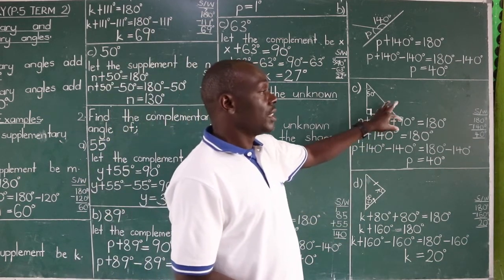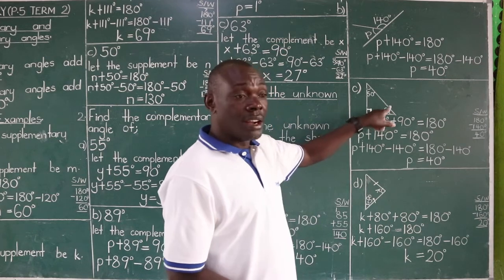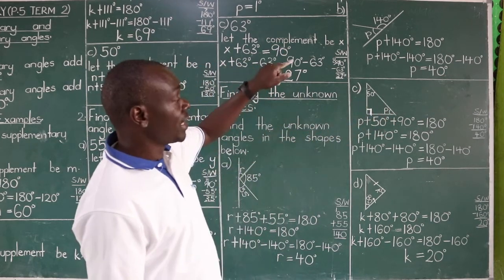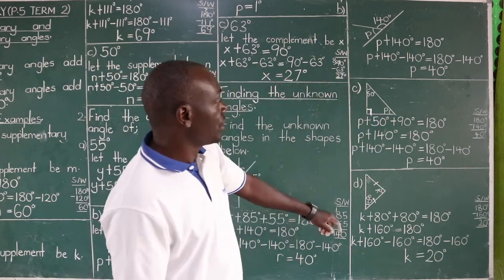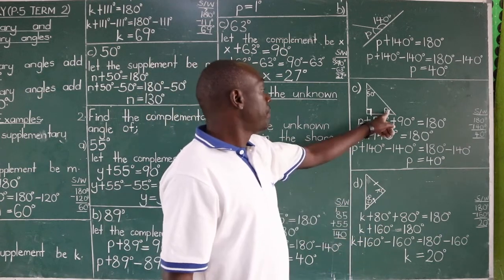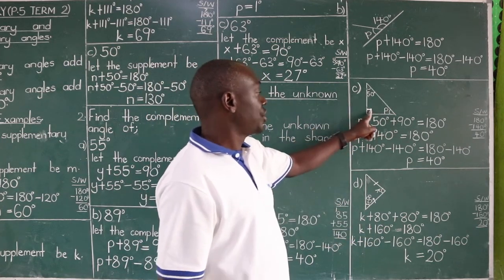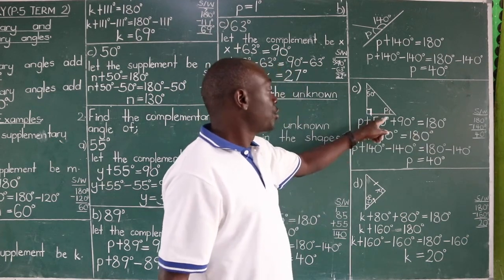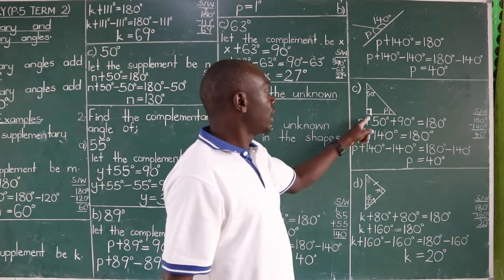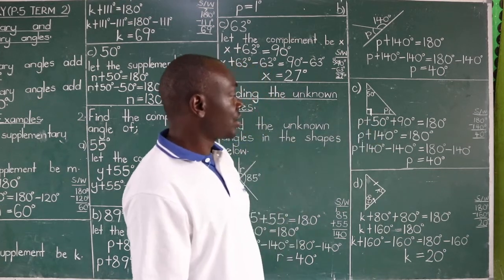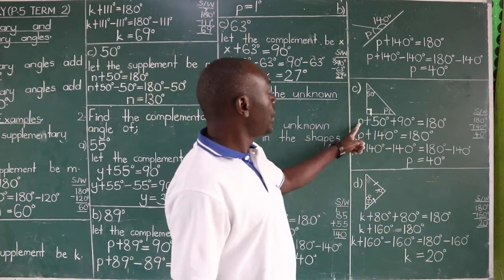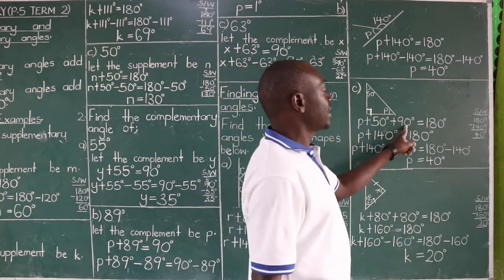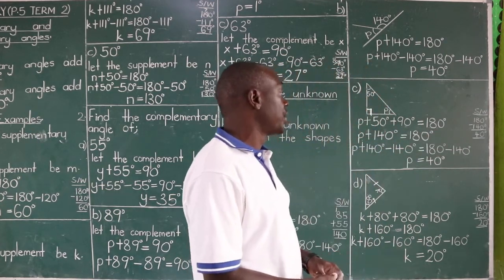Or you can say locally that angles inside a triangle add up to 180 degrees and must be 3. So P plus 50 degrees plus 90 degrees, you get 180 degrees like stated here. Ensure there are 3: 1, 2, 3. Because it's a triangle, we go P plus 50 degrees plus 90 degrees equals 180 degrees.